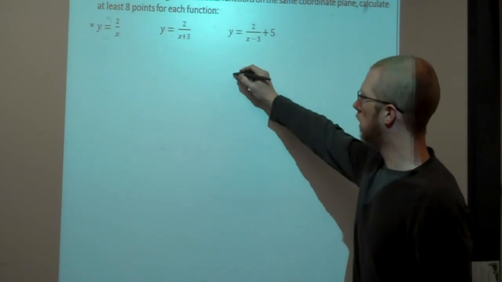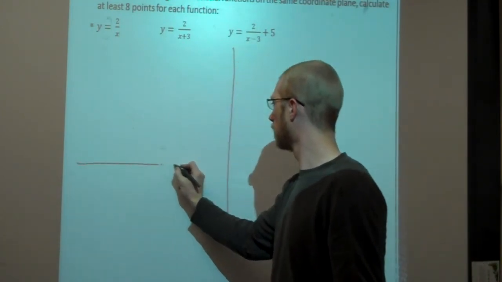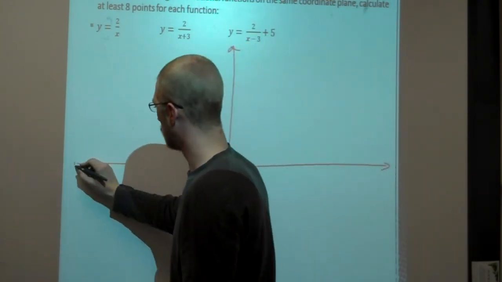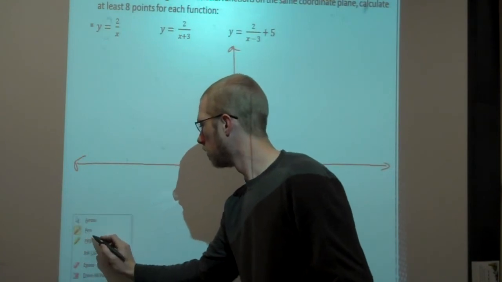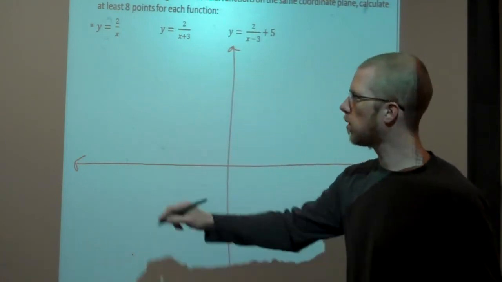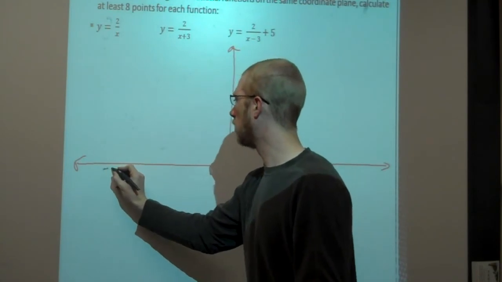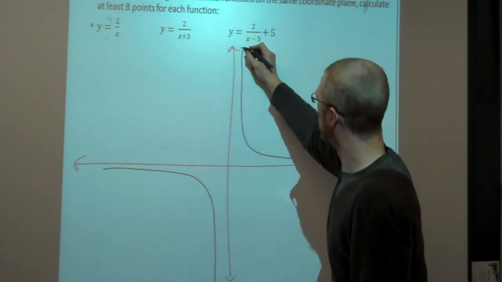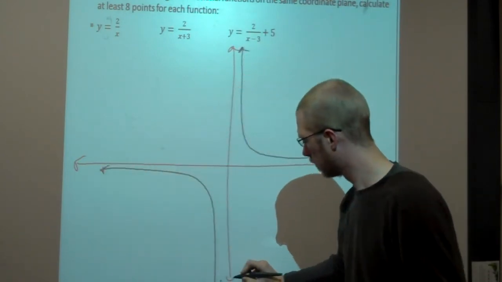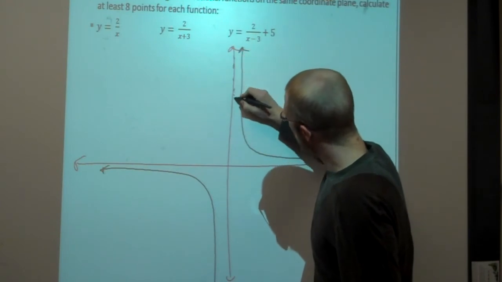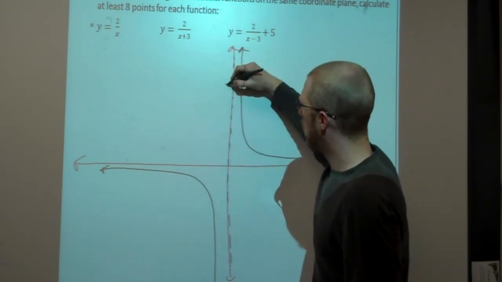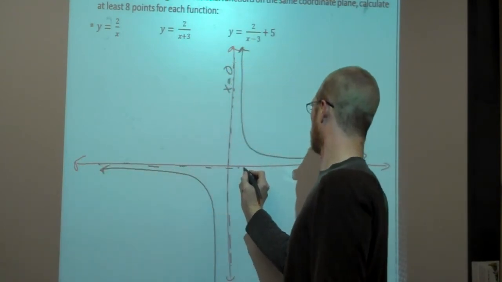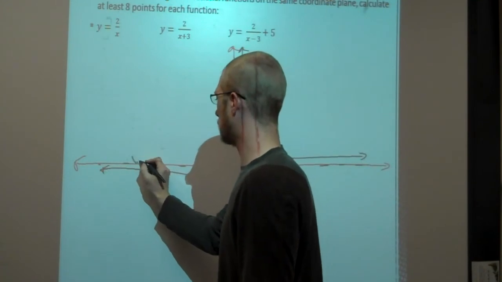As I graph these three, what I see is I had my original 2 over x, and I'm just going to sketch that one in. And I knew that I had a vertical asymptote at x equals 0 and a horizontal asymptote at y equals 0.